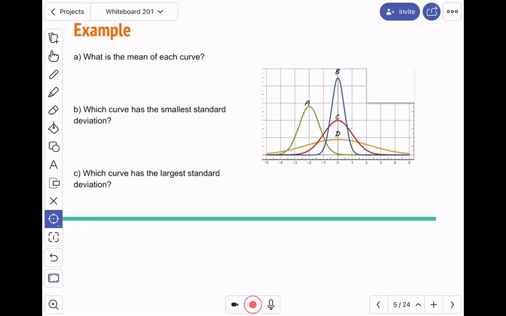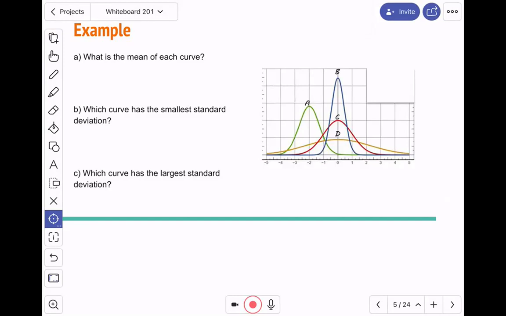Do they look like the same curves? No. They have the same shape, but what is making them different? Somebody said standard deviation. That's one thing that makes them different. What else makes them different? Their means. Their means make them different.